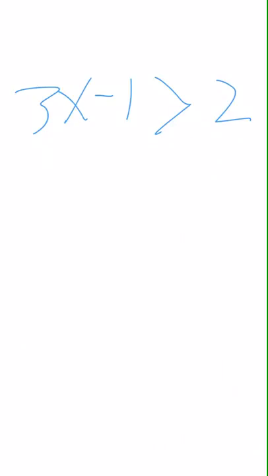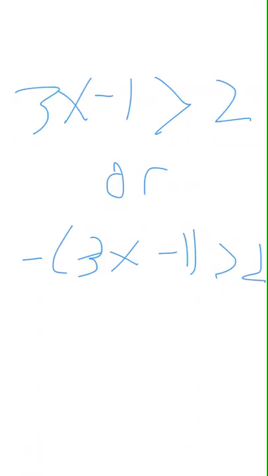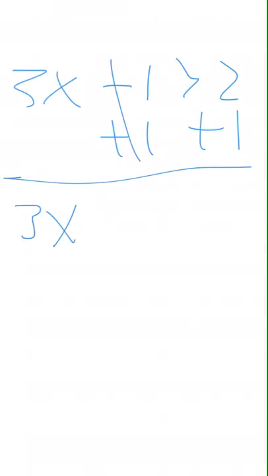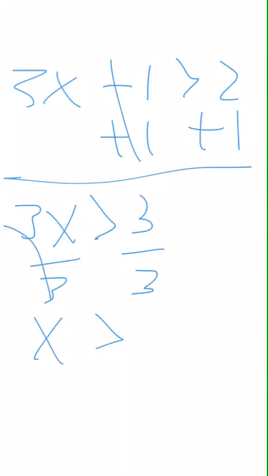3x minus 1 is greater than 2. And we notice that'd be an or symbol. So or negative (3x minus 1) is greater than 2. So we have to solve both of them and then graph it. You know it's going to go off in opposite directions. So let's solve the first one. 3x minus 1 is greater than 2. If you add 1 to both sides, you have that 3x is greater than 3. Divide by 3, and you have x is greater than 1.